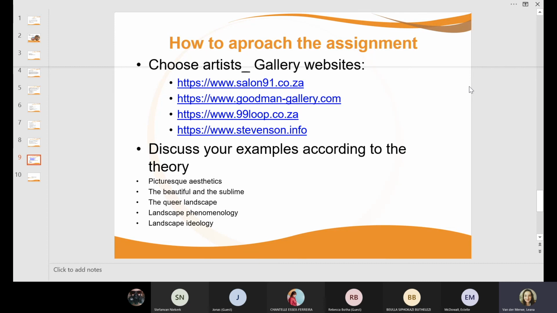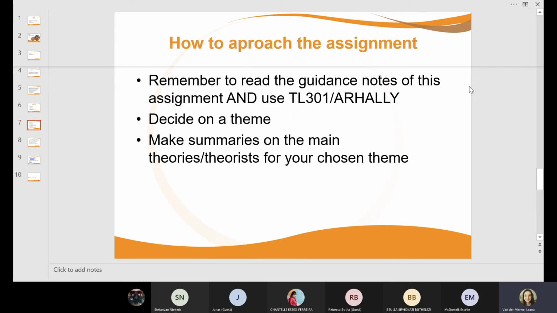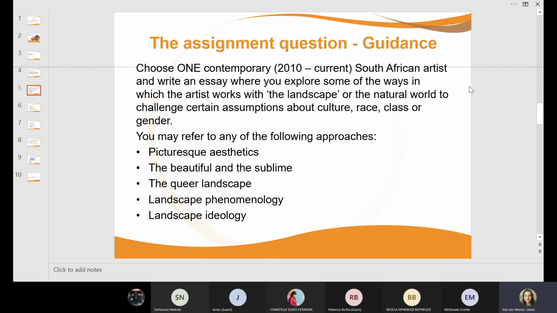And remember also what the question asks. I'm going to go back to the question just so that we look at that. It says here, choose one contemporary South African artist and write an essay where you explore some of the ways in which the artist works with the landscape or natural world to challenge certain assumptions about race, culture, class, or gender. In other words, you have to address this question through your examples, and this is quite difficult.